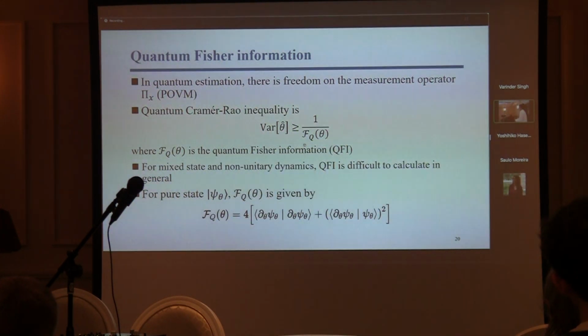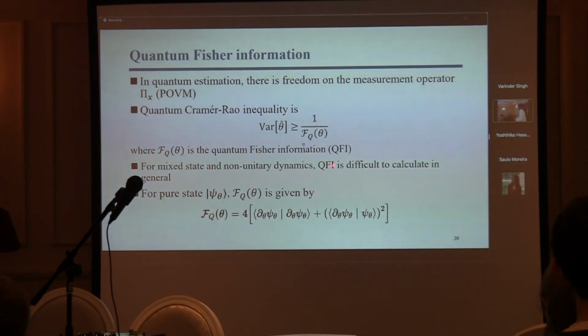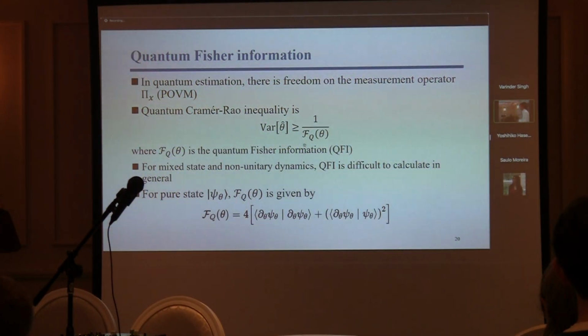Then, yes, the quantum Cramér-Rao inequality gives a lower bound for the variance of the parameter estimation of theta. And this FQ theta is known as the quantum Fisher information. Because, as I said, the degree of freedom for the quantum case is larger than the classical case, QFI, quantum Fisher information, is difficult to calculate in general. But when the quantum state is a pure state, then it is known that QFI can be calculated with this representation.